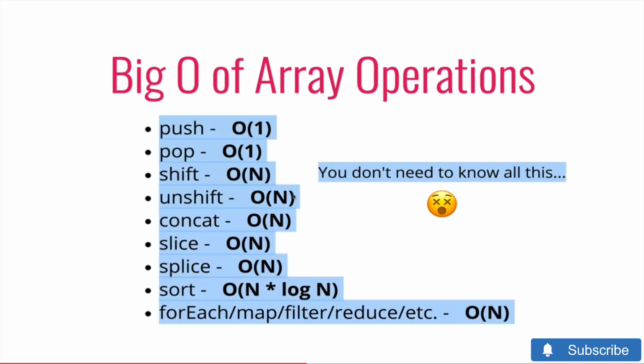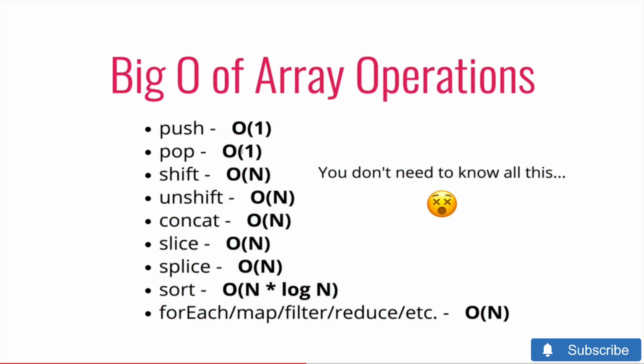The first four we've already discussed, maybe not by name, but push and pop are constant time, adding and removing data to the end of the array, of any array, whether it's one item or 10,000 or a million items, is constant time. It's easy. There's no re-indexing involved.